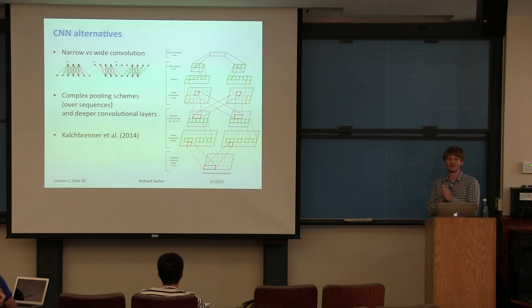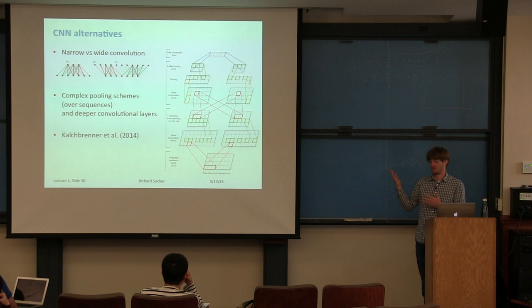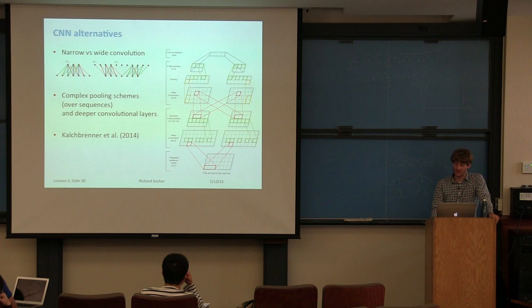And sometimes they work better, but really it turns out for a lot of general sentence classification, the simple single convolution with one pooling layer actually worked well enough. And if you optimize it well, even better than this more complex architecture.